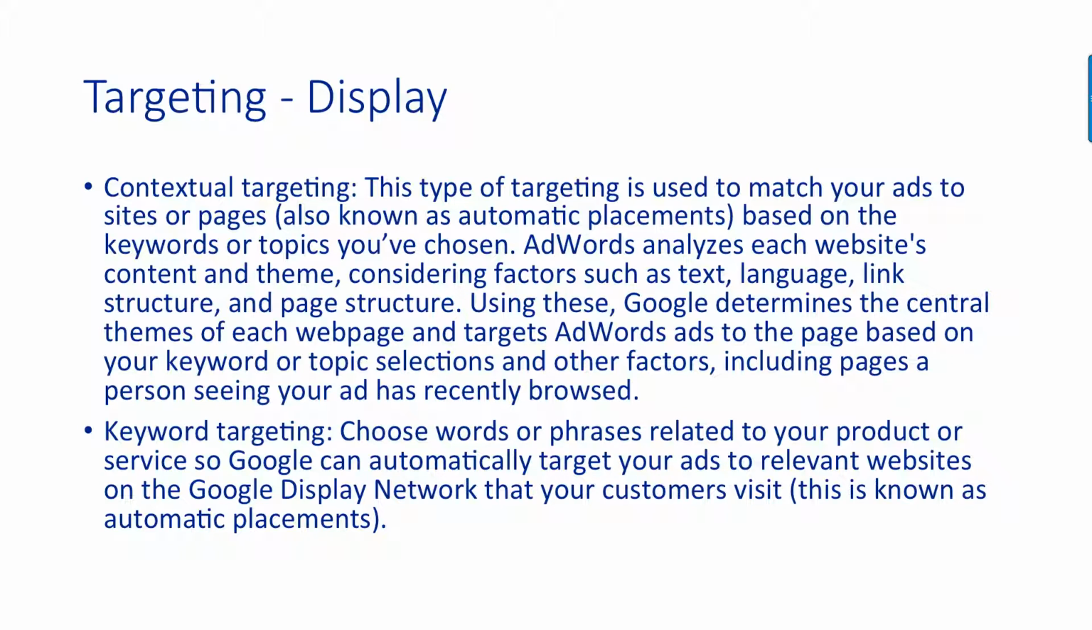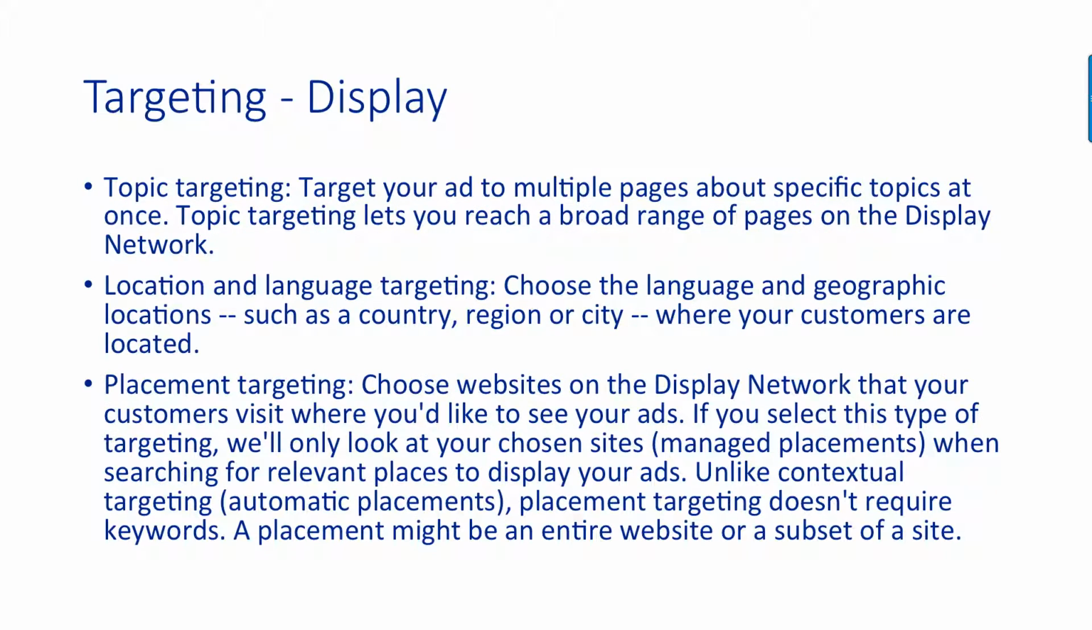Then you will give Google your adverts and it will go and publish your adverts on all of these different websites that it believes match based on the keywords and topics that you've selected. You also have the method of keyword targeting in the display network as well. So again, like the search network, you can choose words and phrases that are related to your product and service, and Google will automatically target your ads on those websites in the display network. You have topic targeting, so you can target your ads to multiple pages about specific topics at once. So topic targeting lets you reach a broad range of pages on the display network.